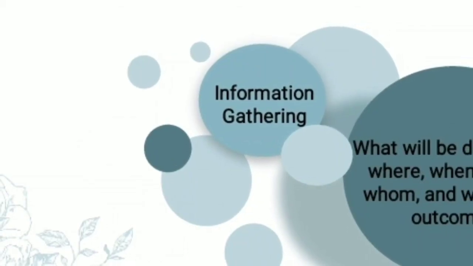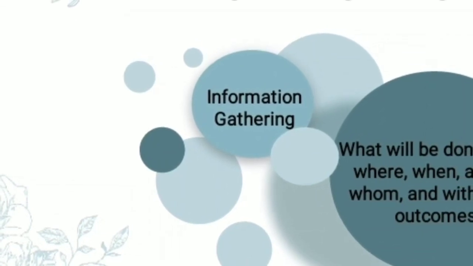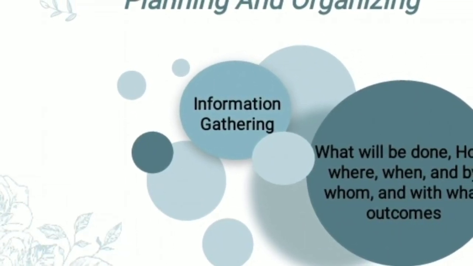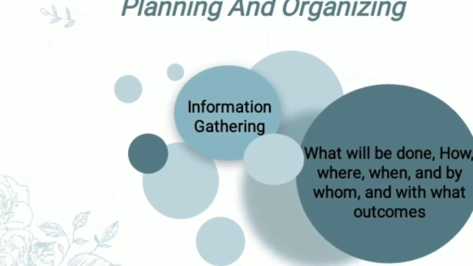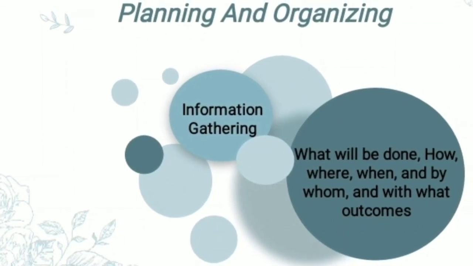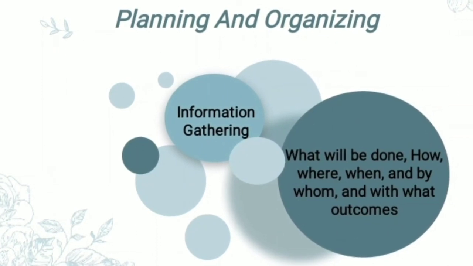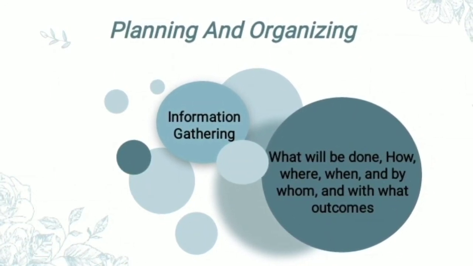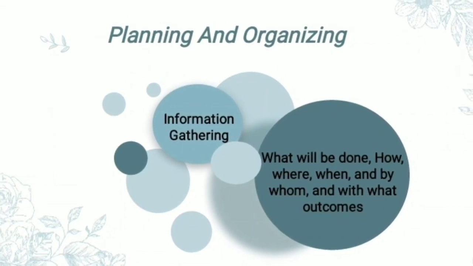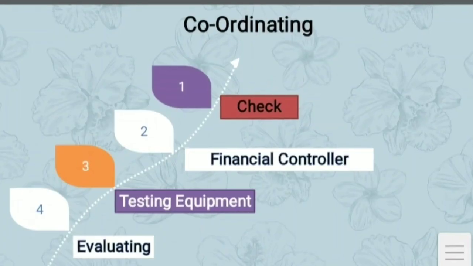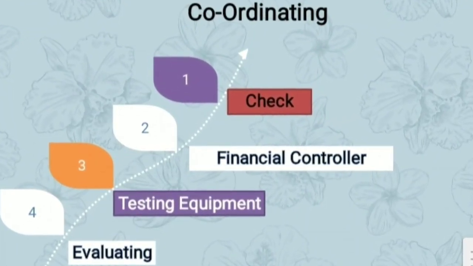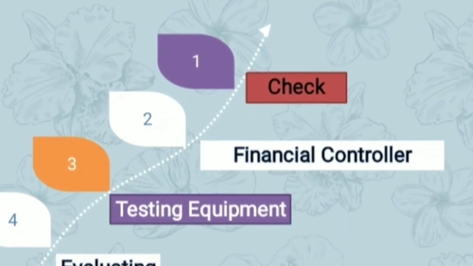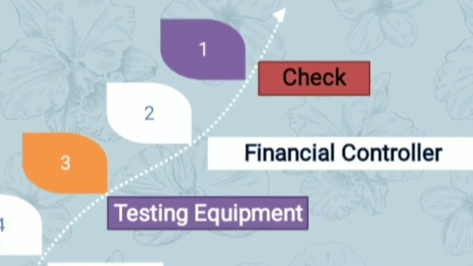The second is planning and organizing. Information gathering is followed by planning, in which an agenda for action and a list of responsibilities and deadlines will be established. Basically, planning involves specifying in detail what will be done, how, where, when, and by whom, and with what outcomes. It is at this point that we move into the formal stage, in which administrative and practical considerations determine the shape of what is to be done. And the last is coordinating. In coordinating, there are four steps. The first is check, the second is financial controller, and the third is testing equipment, and the last is evaluating.